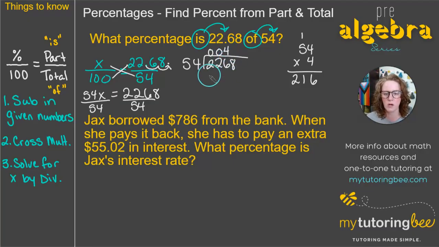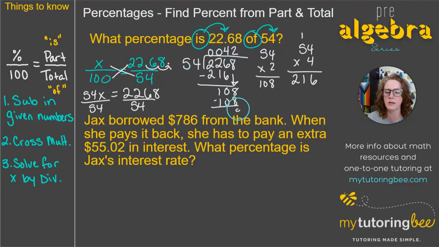So 4, and then 216 goes here, and then let's subtract, bring down our 8. Let's see, 54, again, this is close to 100, and this is close to 50, so I think it's going to be 2. 54 times 2, that's going to be 8, that's going to be 10, perfect. So 108, that comes out evenly there. So then that means that our percentage, this missing number, is 42%. Let's take a look at our next problem.